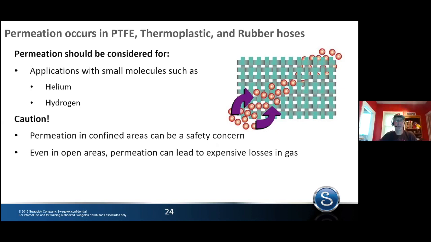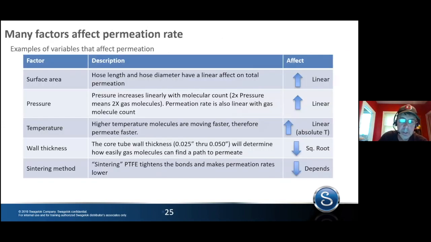So permeation can become a major issue in some cases, and in other cases it might not be a big deal. So that's the first takeaway: understand whether or not permeation is an issue for a hose application. We've done a lot of studying on permeation, a lot of testing, and we understand this actually very well.